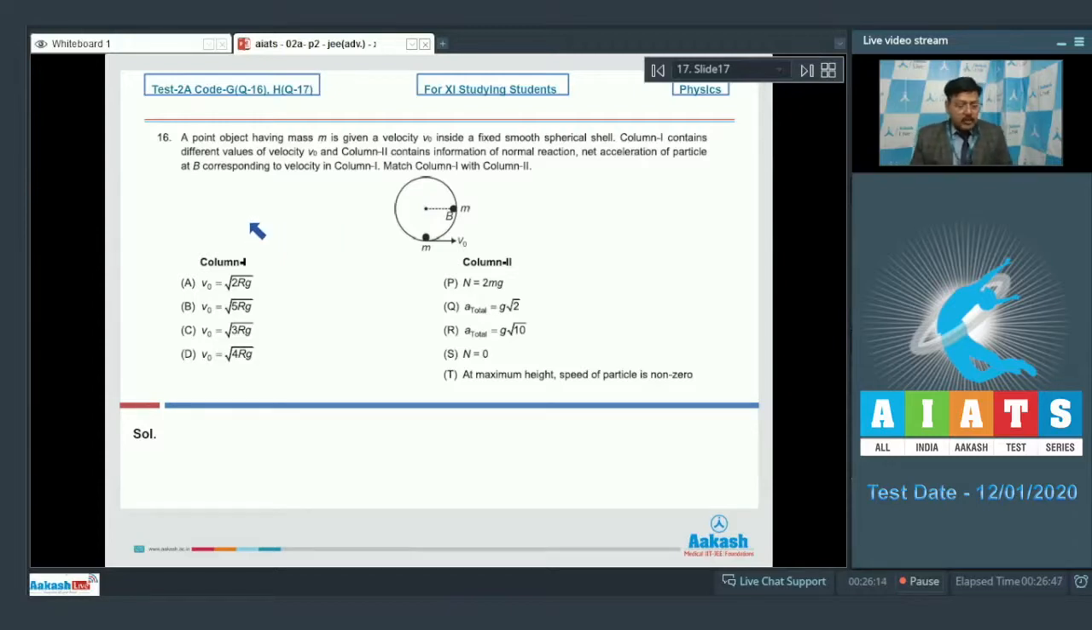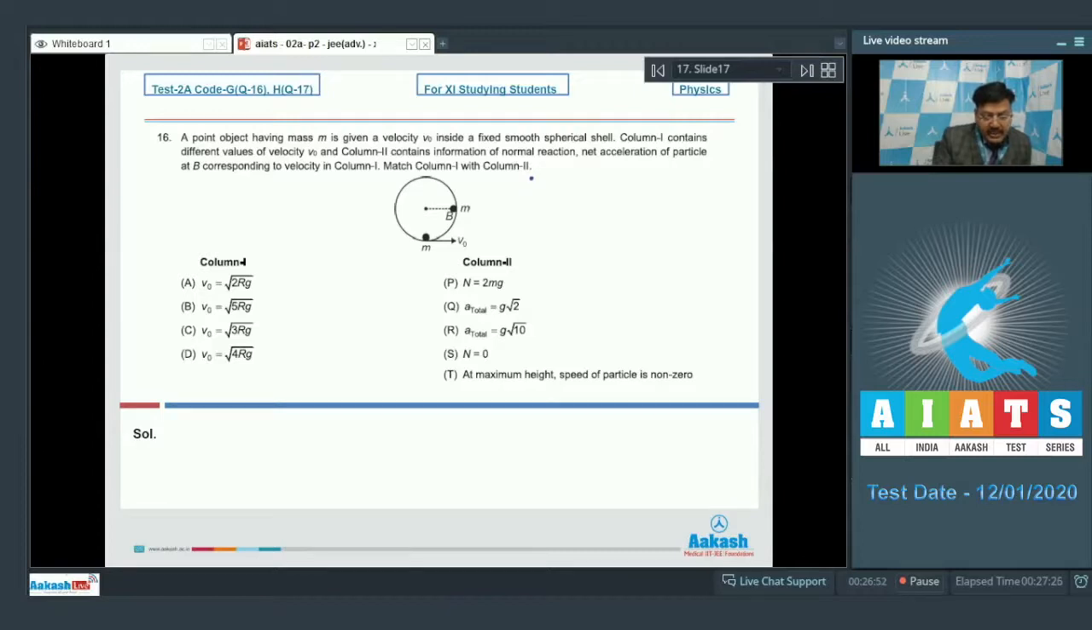Okay, so entry A on column 1 is v0 equal to root 2 rg. And on the right hand side we have values of normal reaction, net acceleration, and there is a statement at T that at maximum height speed of particle is non-zero. When v0 is root 2 rg, by conserving mechanical energy we know it will just reach point B. Well, let me show you how.